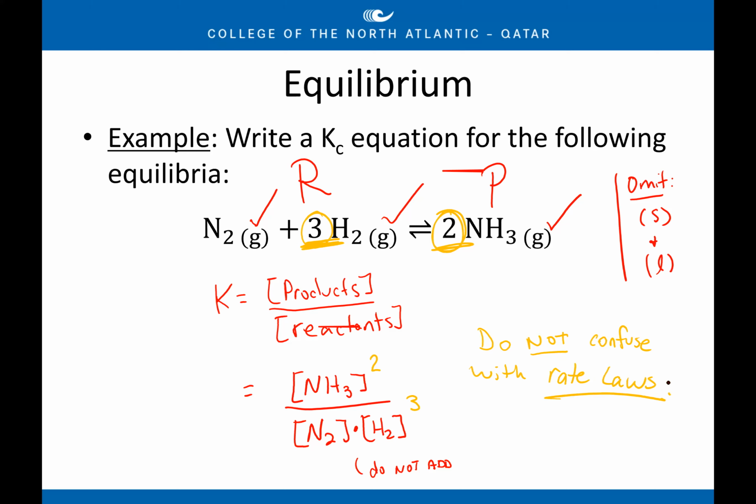And what are some key differences between rate laws and equilibrium? Well, rate laws have a rate constant. Rate laws have reaction orders, which I have to give you. They would be in the question. Rate laws, we do not worry about products. Products have nothing to do with the rate law. Equilibrium, we do use products. There's no such thing as reaction order or rate constant, and these coefficients are actually used in the equation.